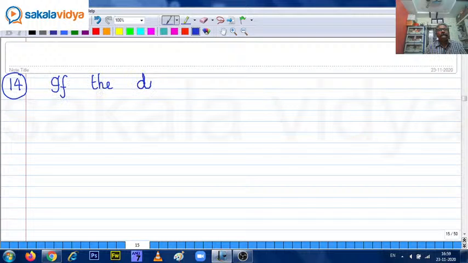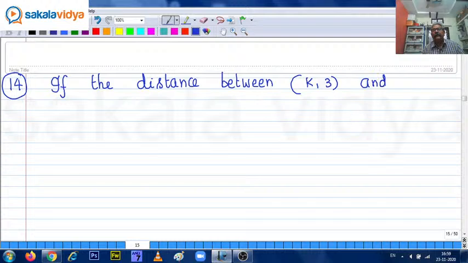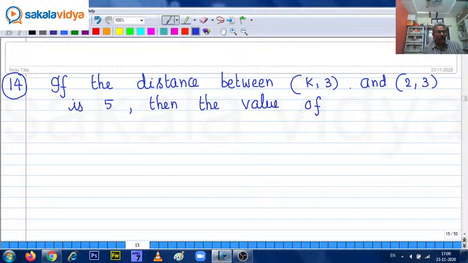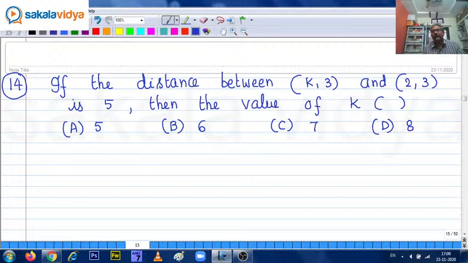If the distance between (k, 3) and (2, 3) is 5, then the value of k is? A 5, B 6, C 7, D 8.